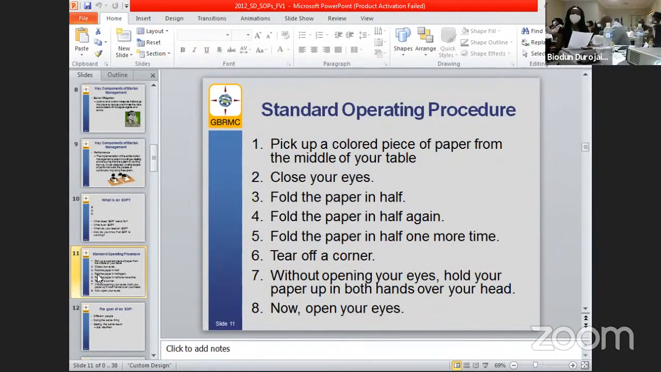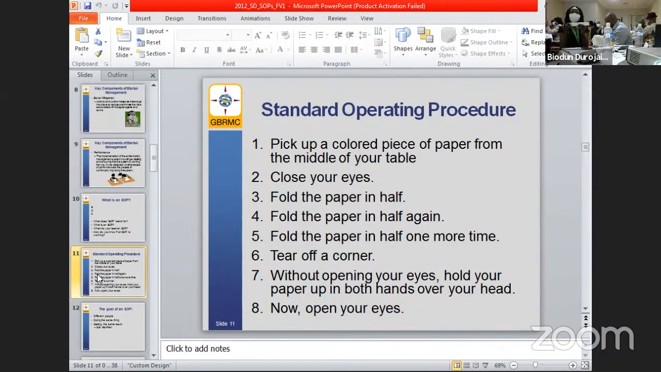Fold the paper into half. I'm the one giving the instruction. Fold the paper into half. That's the first half. Fold it into half again. Fold the paper in half one more time.